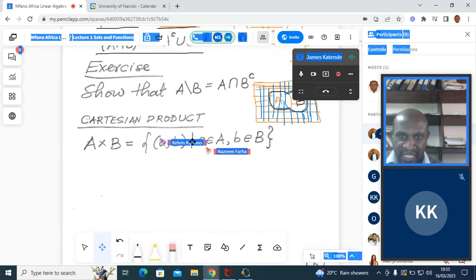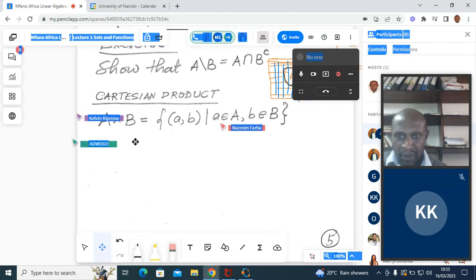If it's possible to move your mouse to the side, I think the mouse is covering some of the content. You can move your mouse to the side. Yes.